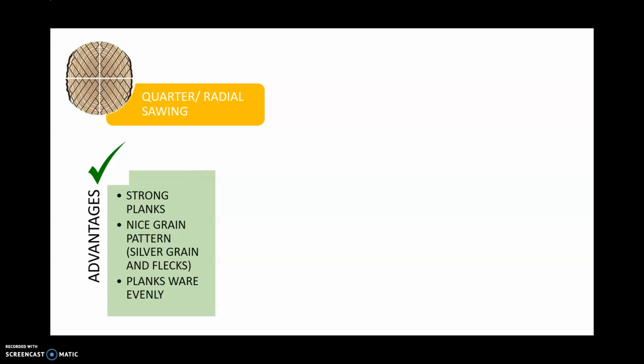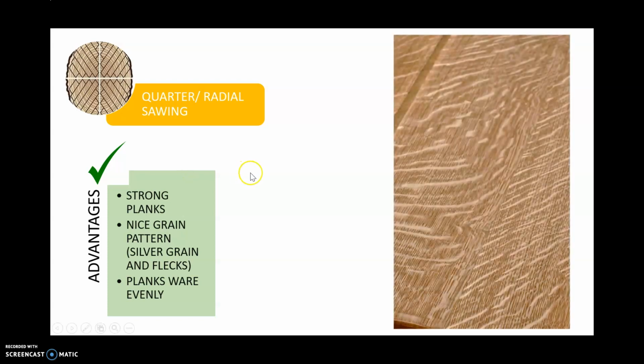The advantages of quarter sawing or radial sawing is you get strong planks, you get a nice grain pattern, so silver grain and flecks, and the planks wear evenly. Here's a picture of silver grain or your flecks. When they're polished up, they can look really nice. You get them a lot with oak.